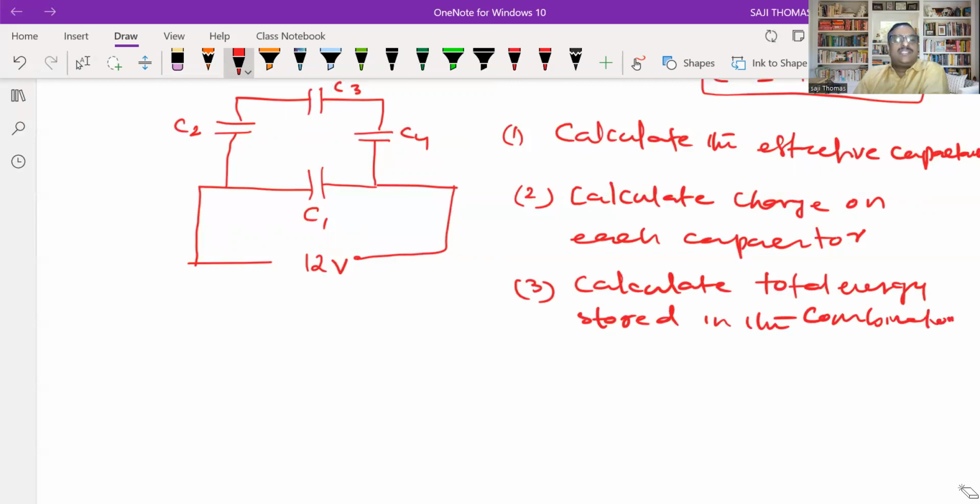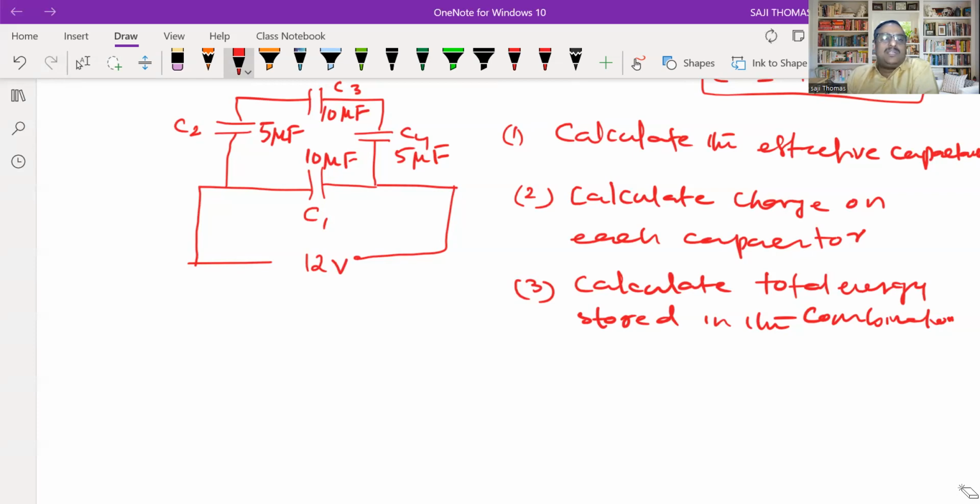Values are also given. C1 is 10 microfarad. C2 is 5 microfarad. C3 is 10 microfarad. C4 is 5 microfarad. Okay. Now you look at the diagram.